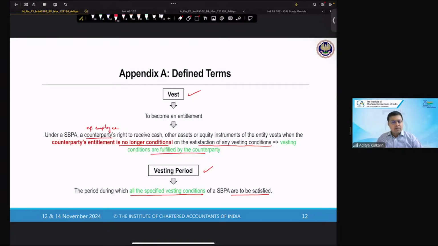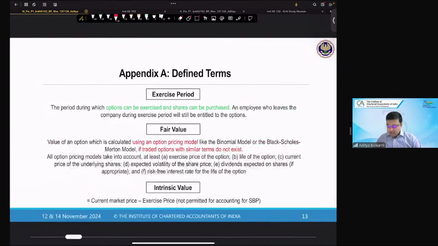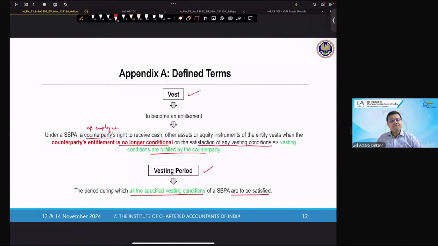Are we okay with this? Yes, vest and vesting period. Any doubts? No doubts? Ankit, Nancy, all clear? Yes, all right. Okay, fine. Have you heard these terms before, or is it the first time?